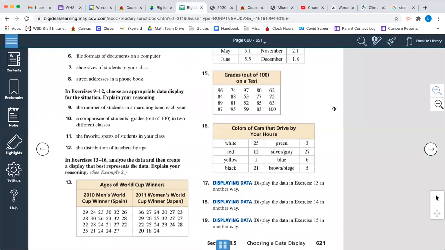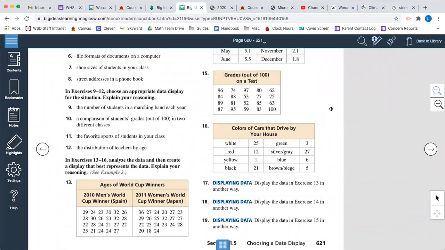The colors of cars that drive by your house, this one is pretty straightforward in that you would want to choose something like a pie chart on this one, because the pie chart is a great option for representing this. A bar graph would also be a solid option on this one, because on the x-axis, we would have the various colors of the cars, and then we would count them up on the y-axis. So either of those options would work super well.